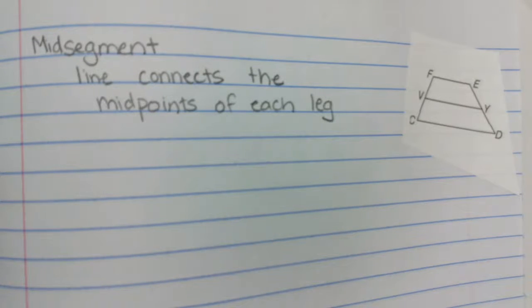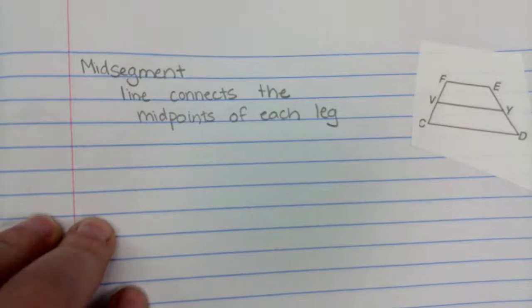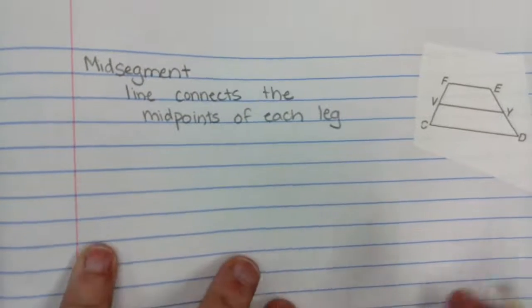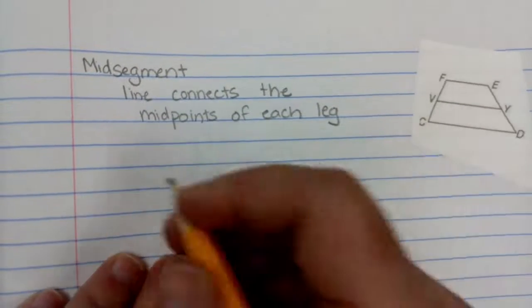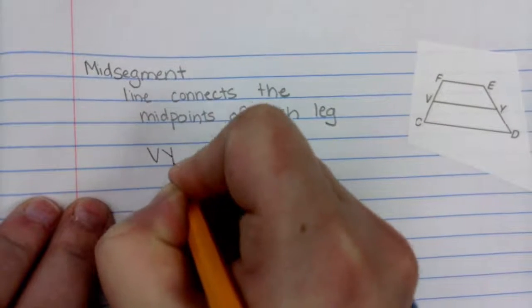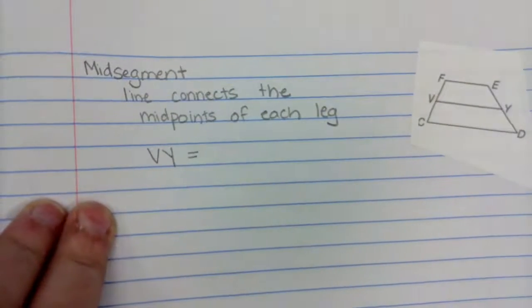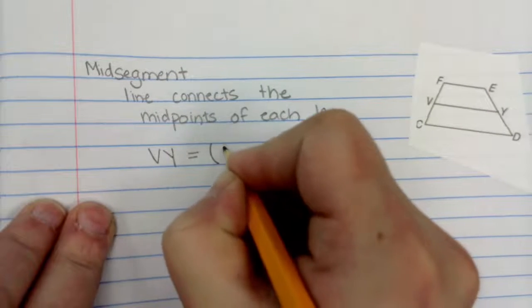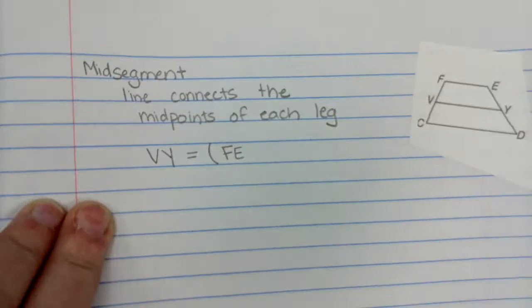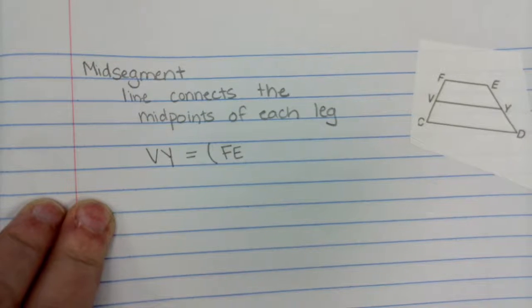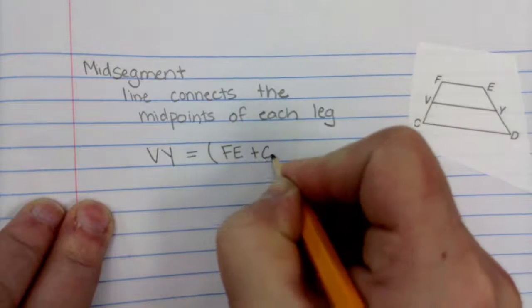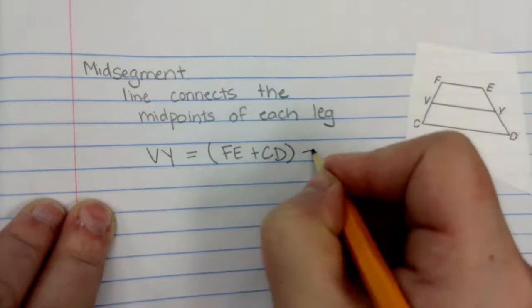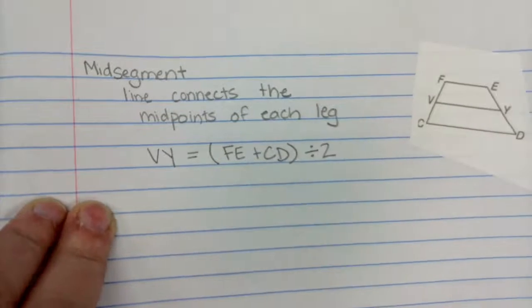All right. What we know is that VY, the mid segment, equals, what we're going to do is take FE, the top number, add the bottom number, and then divide by 2. So it's an average. Say it again? Yeah, that's how you would find the mid-segment.